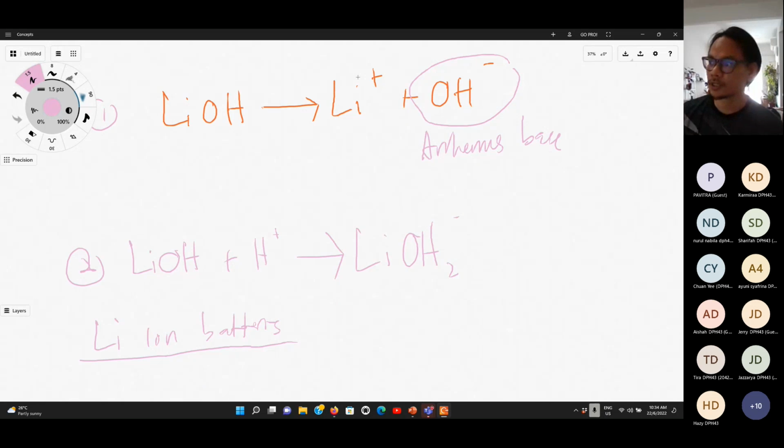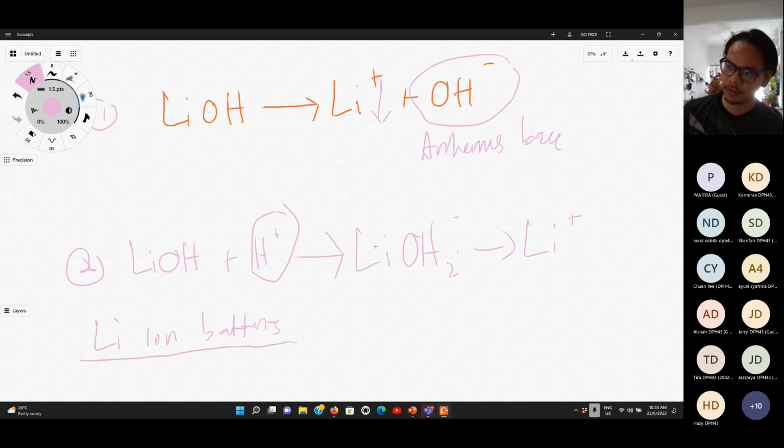So bila kita charge, bila kita guna our devices, the amount of lithium ion akan menurun. So bila kita charge dia, kita akan hasilkan satu tindak balas, kita akan tambah hydrogen to that lithium ion tadi tu. So dia akan convert balik jadi LiOH2 plus, and then dia boleh dissociate lagi menghasilkan lebih banyak lithium ion. So dia akan increase bila kita charge. Okay, so that's a side note how our lithium ion batteries work.